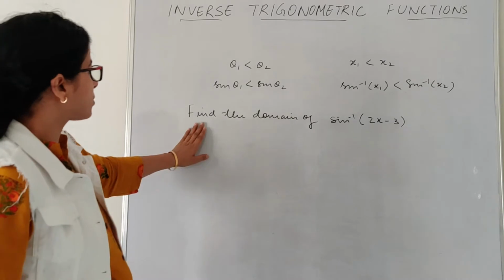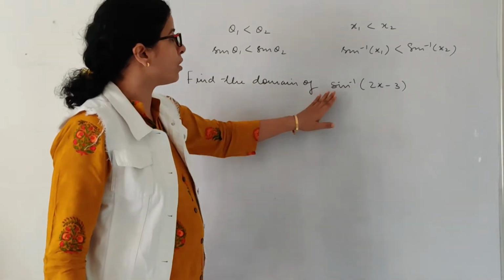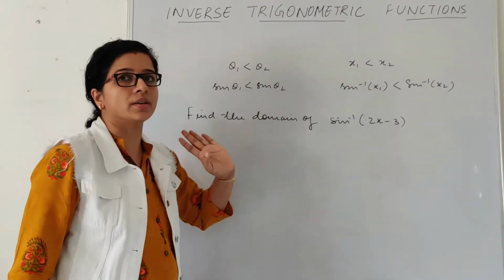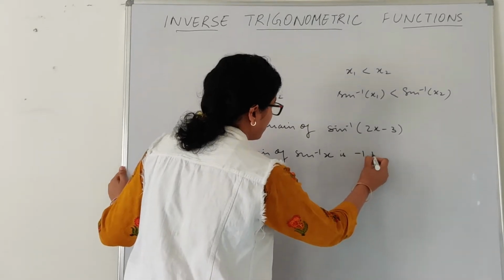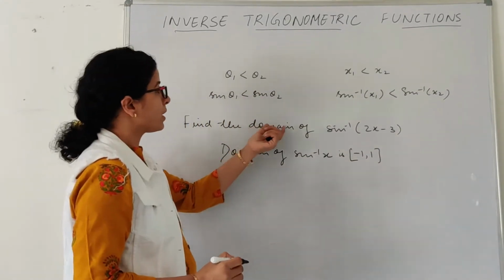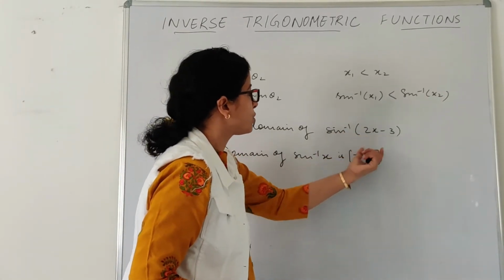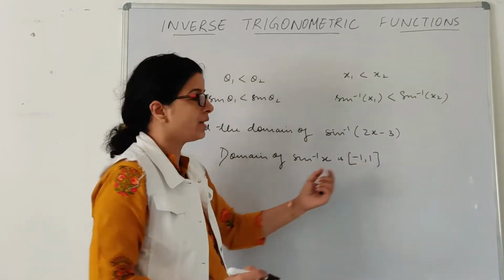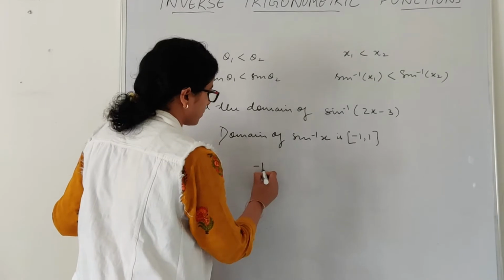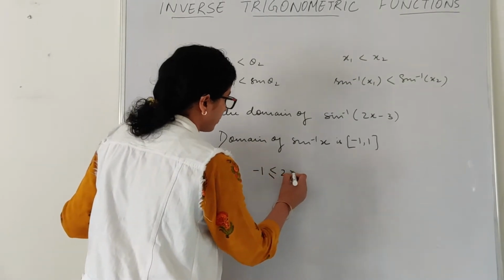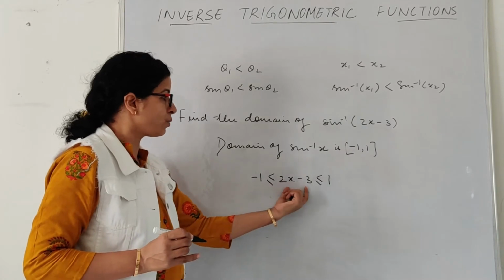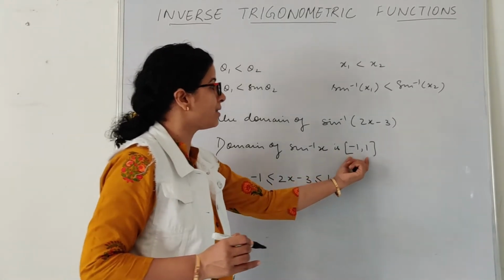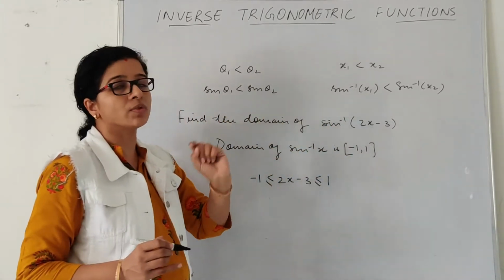So the next question is: find the domain of sin inverse (2x − 3). Okay, so what is the domain of sin inverse x? −1, 1. So it means when I am talking about the domain, this part should lie in this region, right? So it means −1 ≤ 2x − 3 ≤ 1. So my 2x − 3 should lie in this region, then only my sin inverse will be defined.